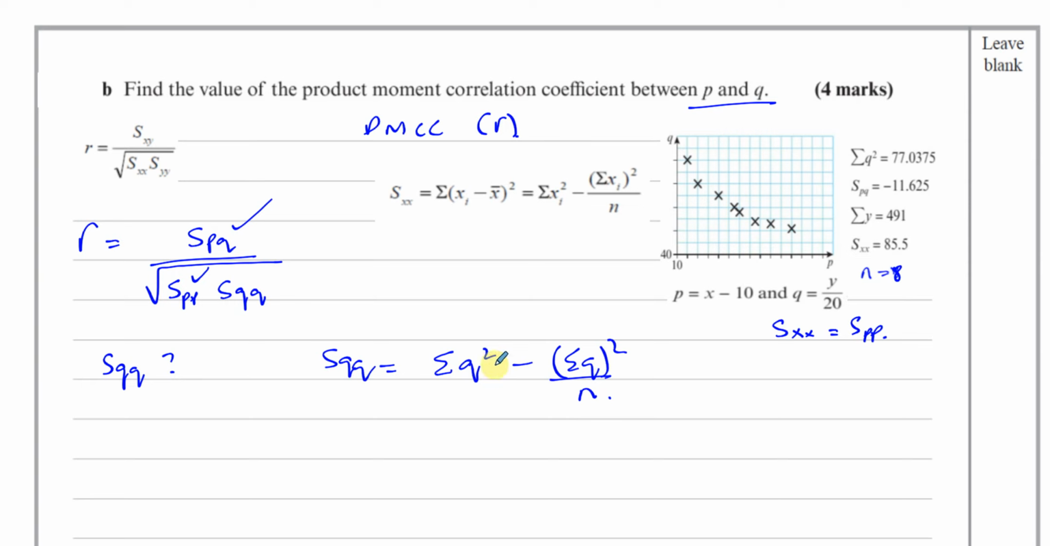We know the sum of q squared. What we got to find is the sum of q. Now, we know that q is equal to y over 20. So the sum of q, therefore, is going to be the sum of y over 20. So the sum of q is going to be the sum of y, which we know, which is 491, divided by 20.